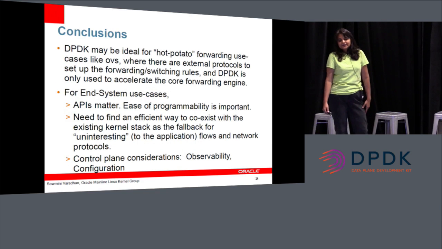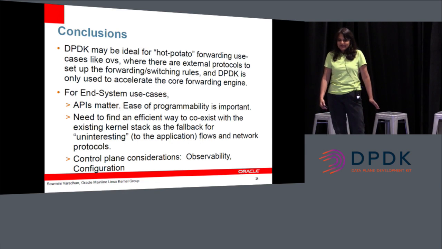Right? So the current conclusion that I have from all of this is that DPDK is good for the hot potato forwarding use case where you're doing nothing but networking, just like Open vSwitch, where you have some OpenFlow or something else feeding you the control plane and setting up your rules, and then all you do is you look at a packet, do a pattern match, and based on your rules, modify it and send it out another port.